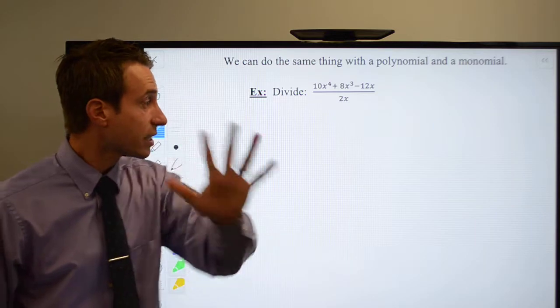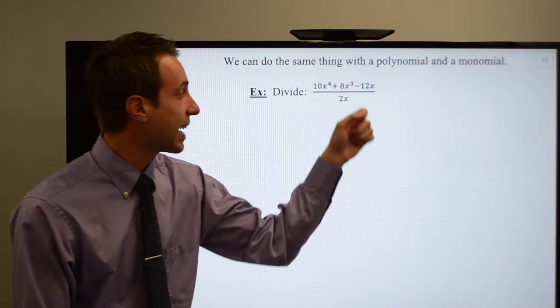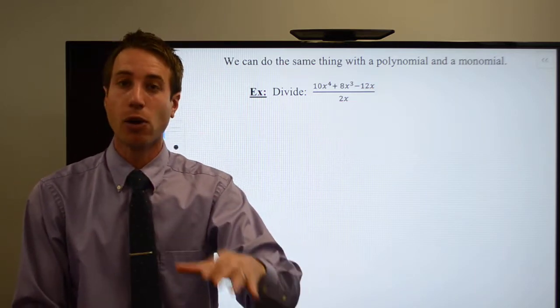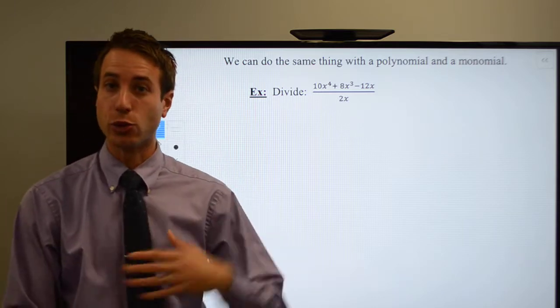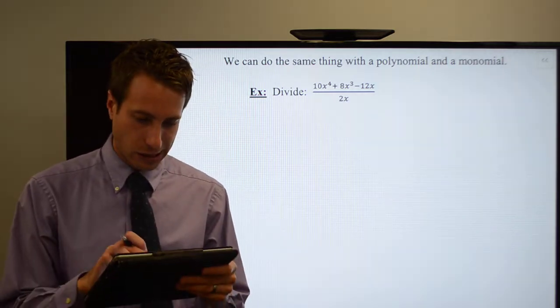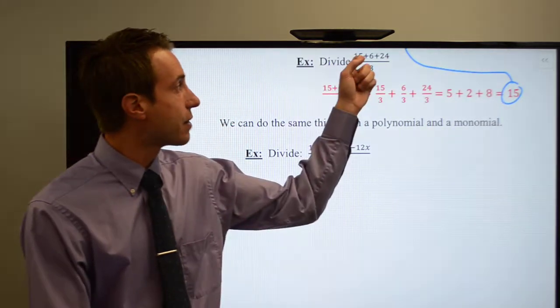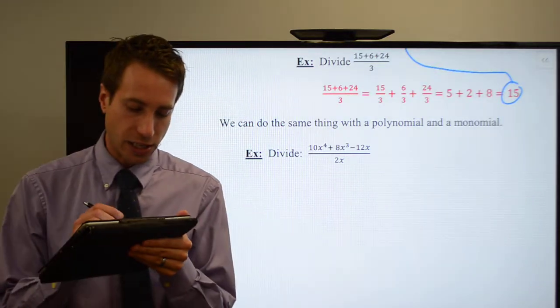Okay, so I take a look at my numerator, and again, I don't have any like terms. 10x to the fourth, 8x cubed minus 12x. Yes, they're all the same variable, but they're not all to the same power. So they're not like terms. So what we're going to do is use that method. In fact, let me just scoot it up a little bit so you can still see it right there. This is the one where we take everybody in the numerator and write it over top of the denominator.